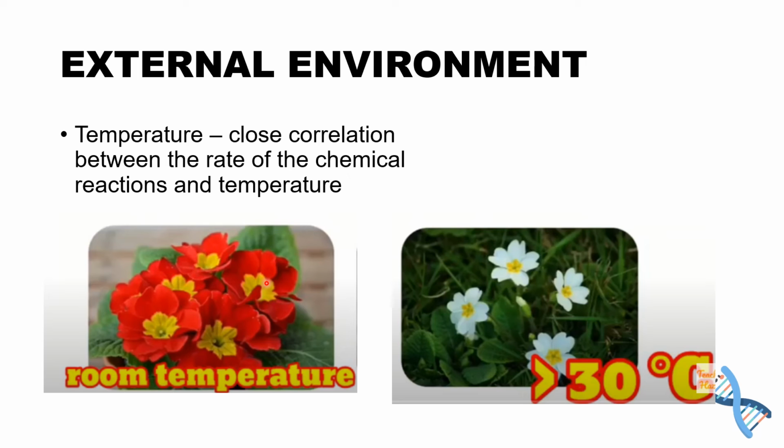So, here we have an example. At room temperature, this flower has this expression: color red, with yellow in the middle. But if it is more than 30 degrees Celsius, it becomes white. So that is the influence of temperature. Temperature has a direct effect on the chemical reactions that may change the color of the flower.